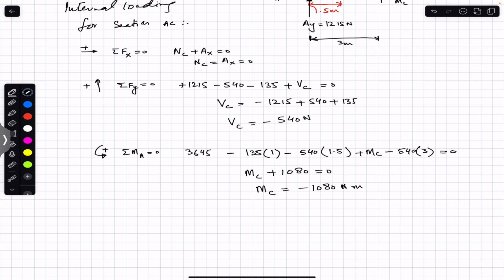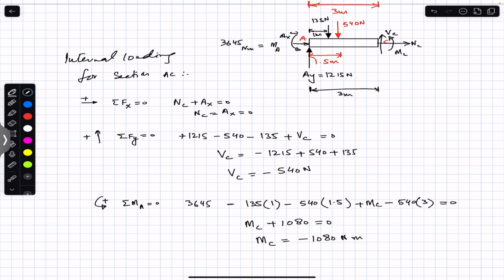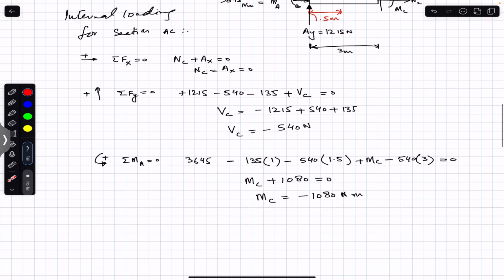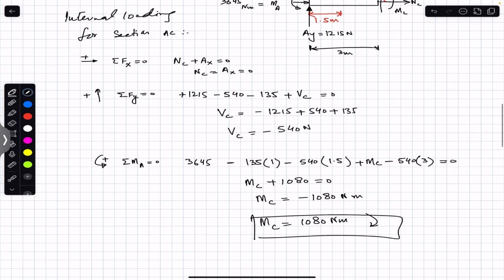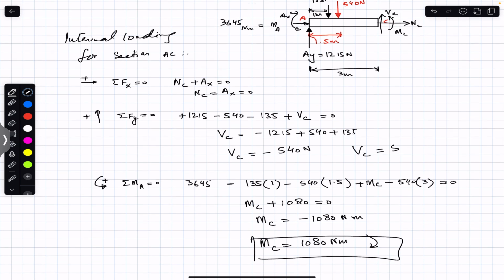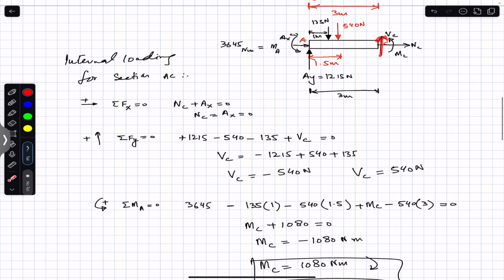Now the assumed direction of MC is not right. MC is acting in the opposite direction. We have considered that MC is acting in this direction, but the minus sign tells us that the assumed direction is not accurate. MC is in the opposite direction. So we can say that MC has a magnitude of 1080 Newton meter, and it is acting in the clockwise direction basically. And here Vc has a magnitude of 540 Newton. We have considered this in the upward direction, but this is acting in the downward direction.